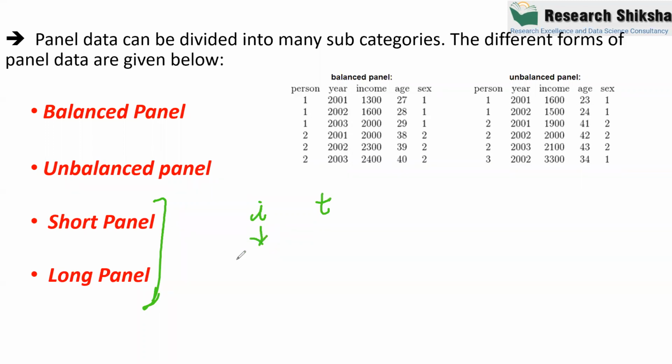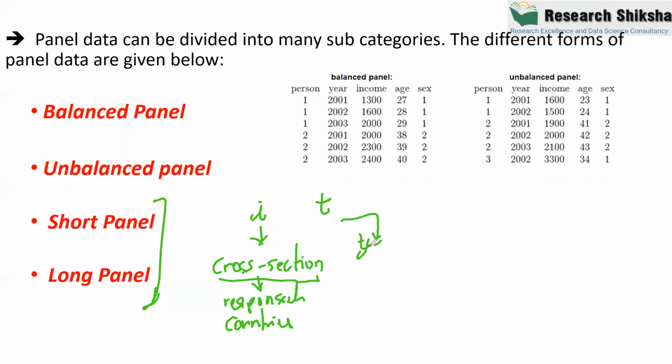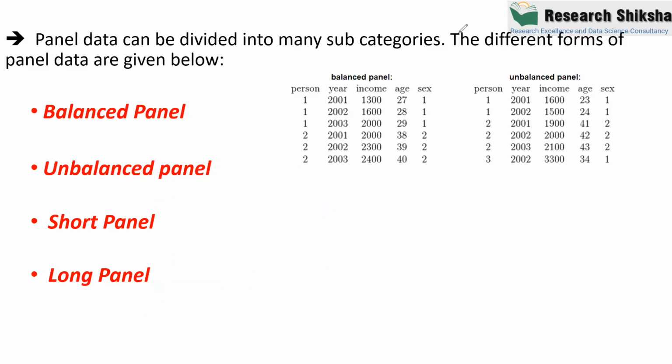I means cross section. Cross section means the respondents or the patients or the countries, right? So this is I, from which you are collecting the data. Now T means the time or the year, right? Time. It may be monthly, it may be yearly. Most of the time it is yearly. So year 1, 2, 3, 4, and so on. So I hope you understand what is the meaning of I and T now.